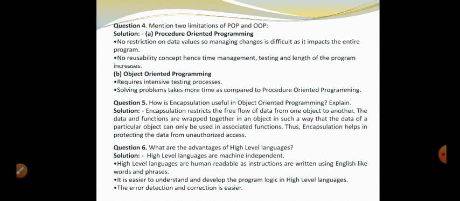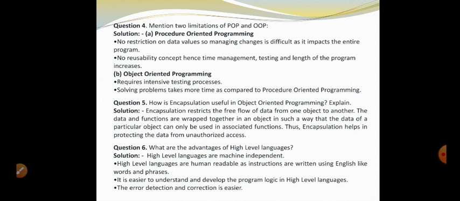Whereas object-oriented programming requires very intensive testing processes, and solving problems takes more time as compared to procedure-oriented programming. So these are the limitations of object-oriented programming.